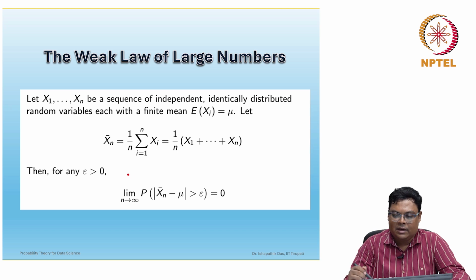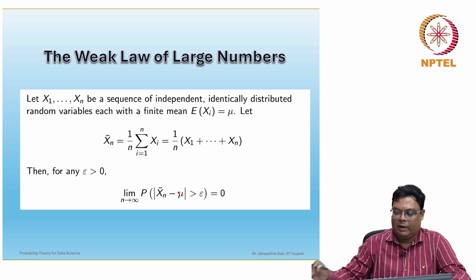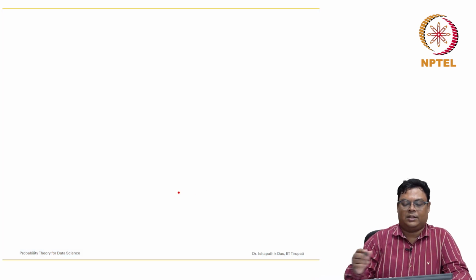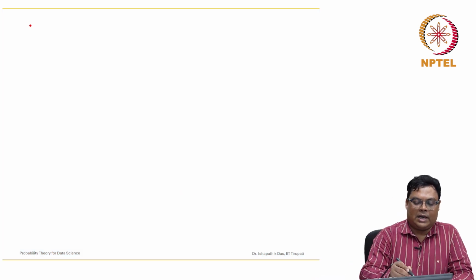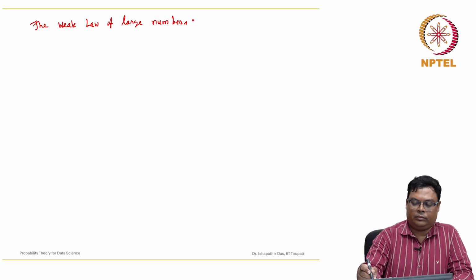Then the weak law of large numbers says that as n goes to infinity, Xn bar converges to mu in probability. So this is called the weak law of large numbers, abbreviated as WLLN.